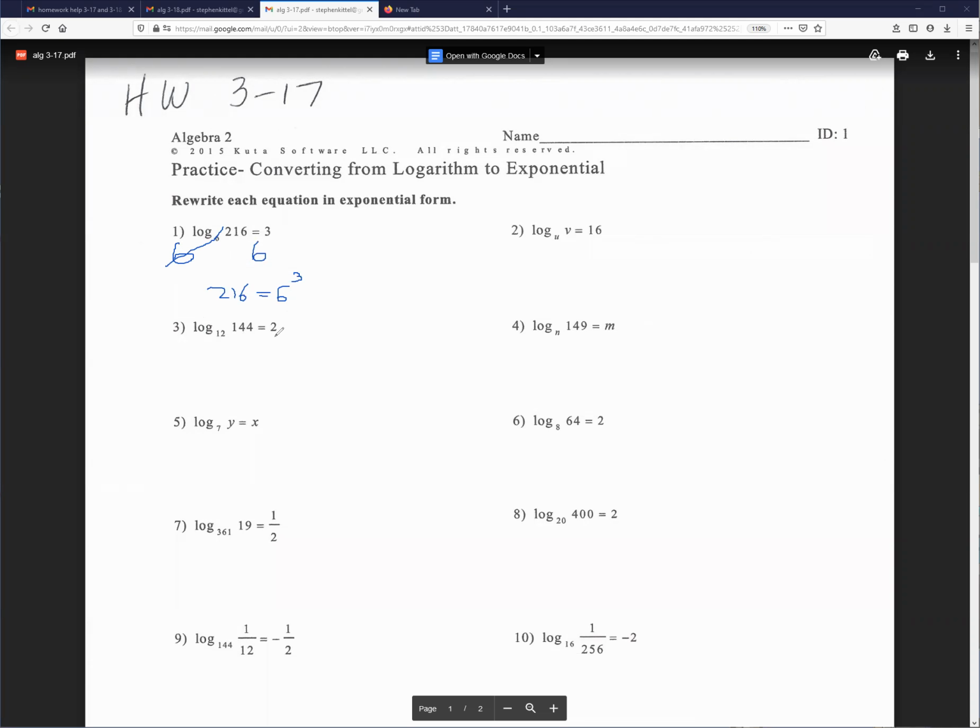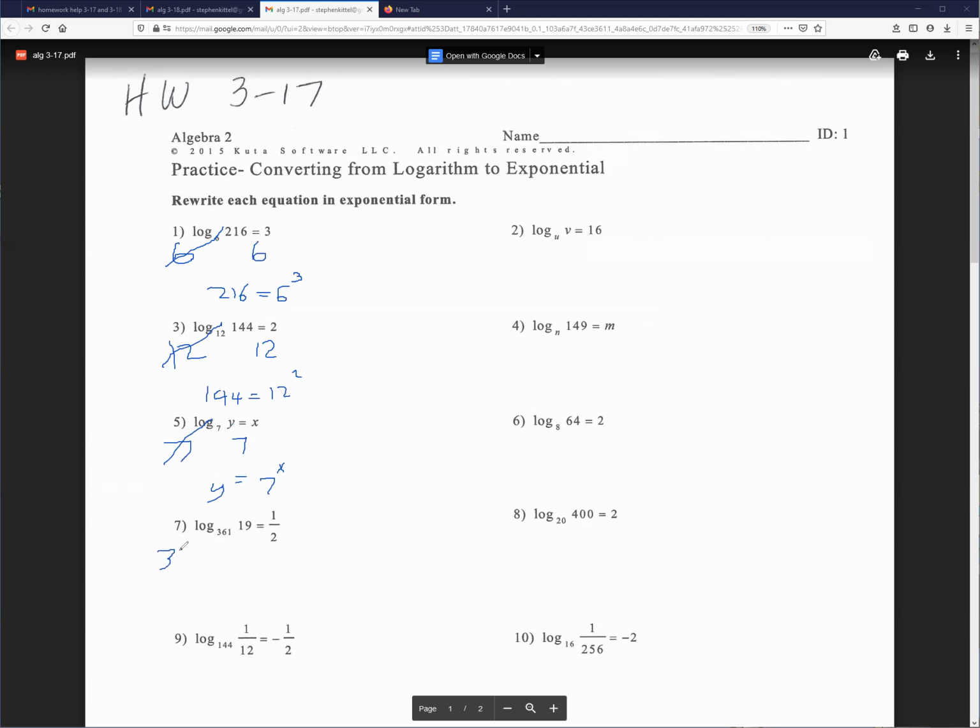So log base 12 of 144. All right, so it's base 12. Let's do base 12 to both sides. 12 to the log 12 cancels out. We have 144 equals 12 squared. Base 7, do 7 to the power on both sides. Cancel. Y equals 7 to the x.